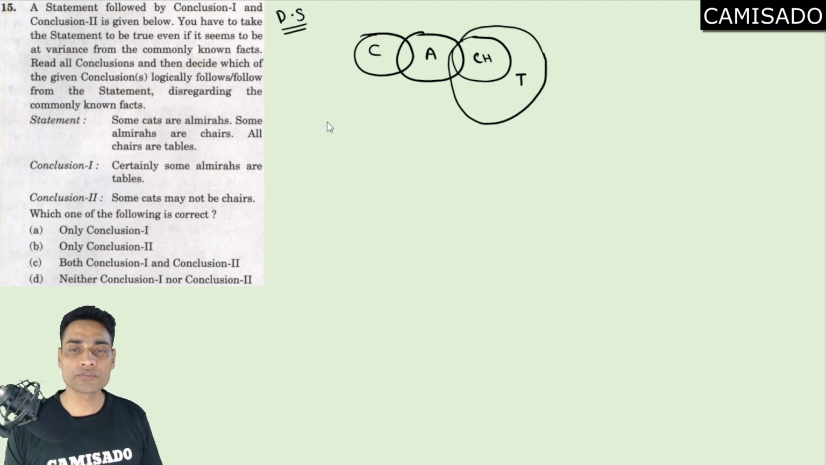Now coming to the conclusion from this particular statement, conclusion number 1: certainly some Almiras are tables. Yes, because you can see this part. So this part I am talking about. So fine, this statement basically follows. Some cats may not be chairs. Fine. Some cats may not be chairs. No issue. So this is also right. So ultimately both conclusions first and second are correct.